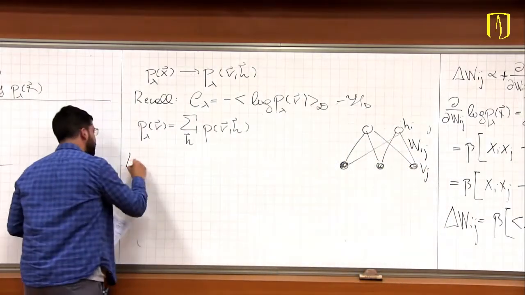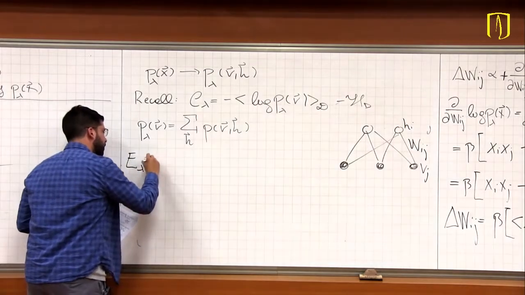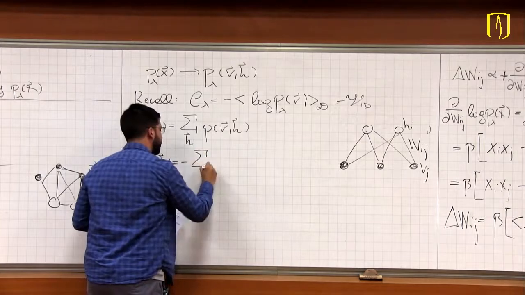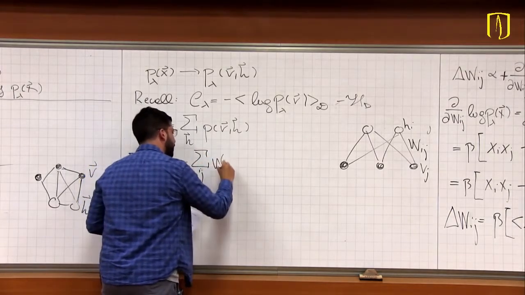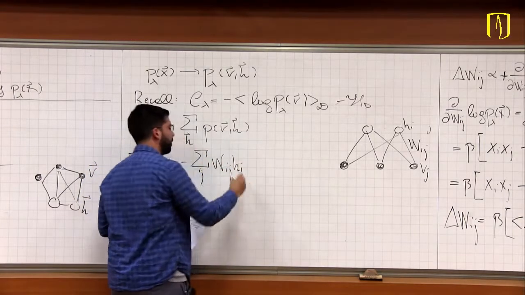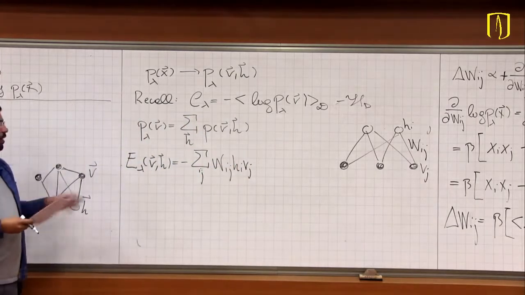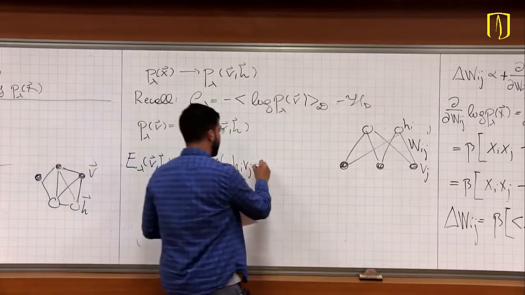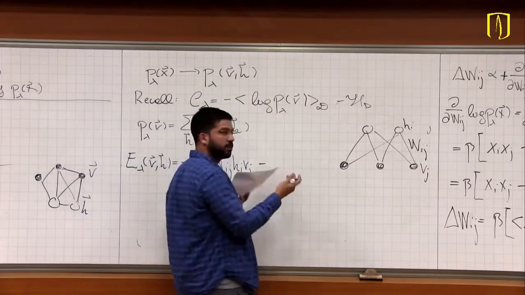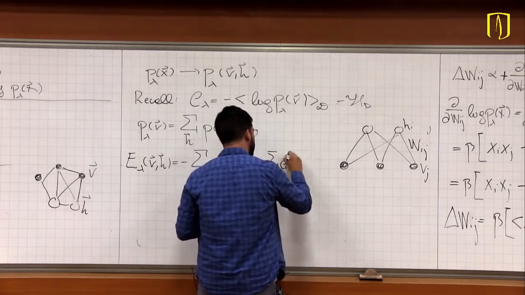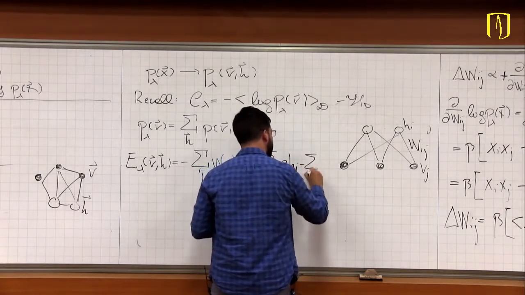And so our energy is a function of V and H. You have the sum of the interaction between the hidden and the visible, right? No intra-layer interaction, and then we can also add some bias, which in the Ising language is equivalent to magnetic fields.